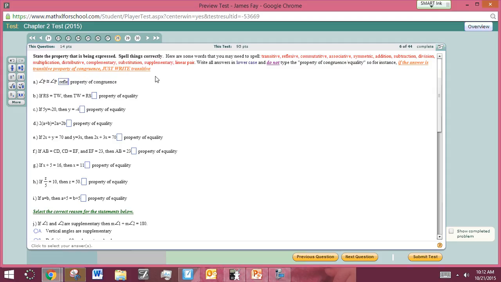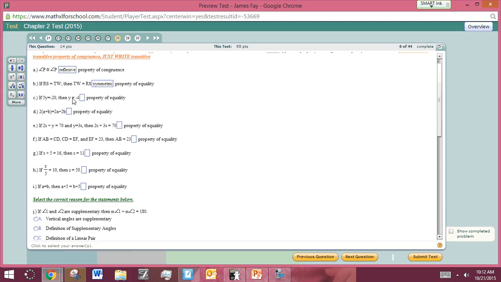This one here is the reflexive property, when something is congruent or equal to itself. This one here, all we've done was flip the sides of the equation. If I draw a vertical line down the word then and fold on it, TW falls on TW and RS falls on RS, so that's the symmetric property of equality. 5y equals negative 20, then y equals negative 4. That's division; we divided both sides by 5. Here, 2 times quantity a plus b gives you 2a plus 2b. That's distributive.